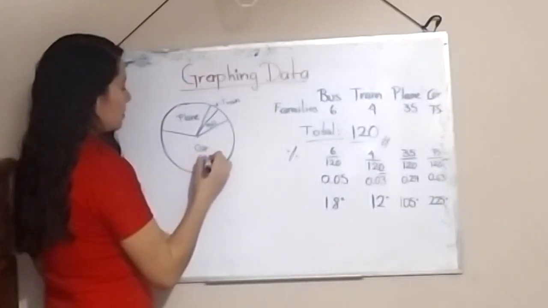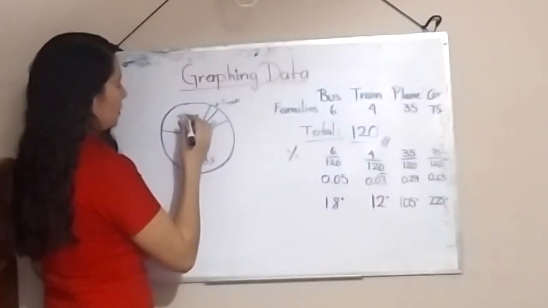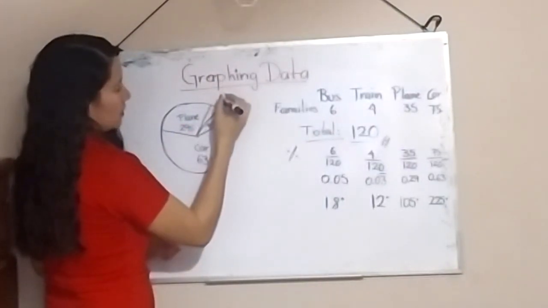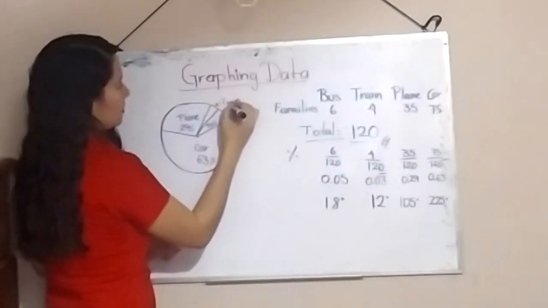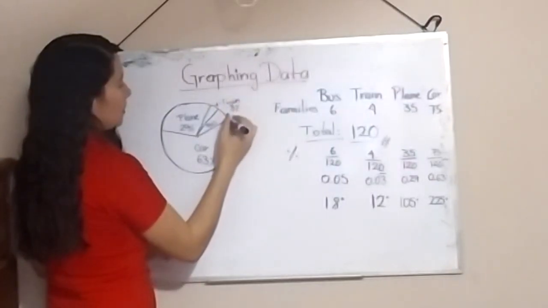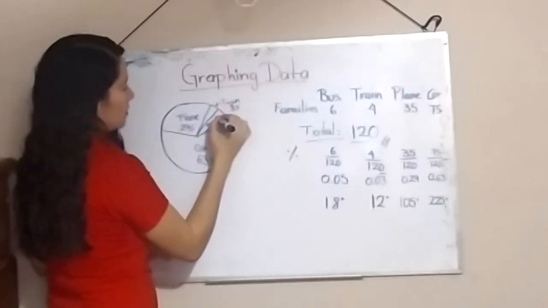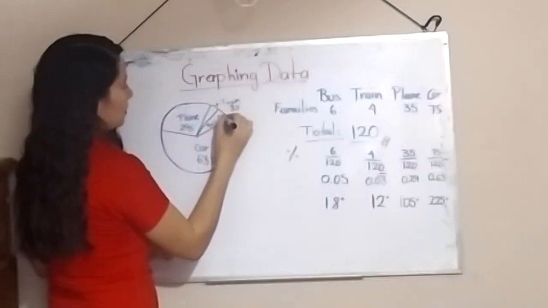Here would be 63%, this would be 29%, train is 3%, and bus is 5%.